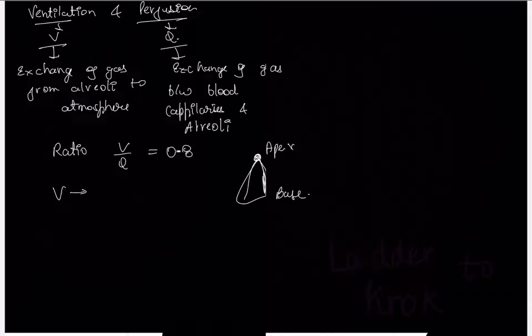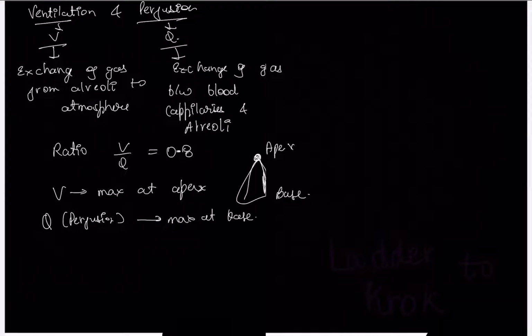Ventilation is maximum at the apex, and perfusion, Q, is maximum at the base. And where is V by Q maximum? V by Q is maximum at the apex. Obviously V is bigger at the apex, so the ratio is maximum at the apex side.